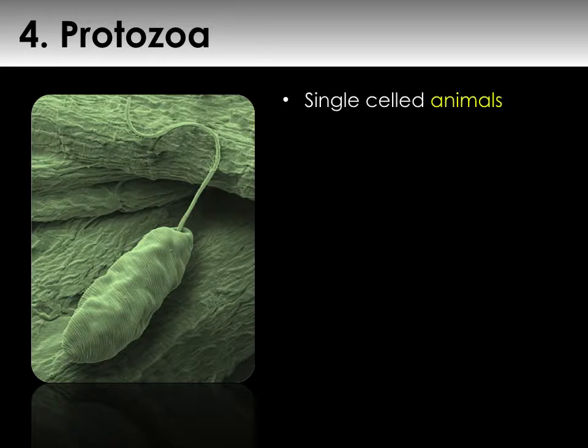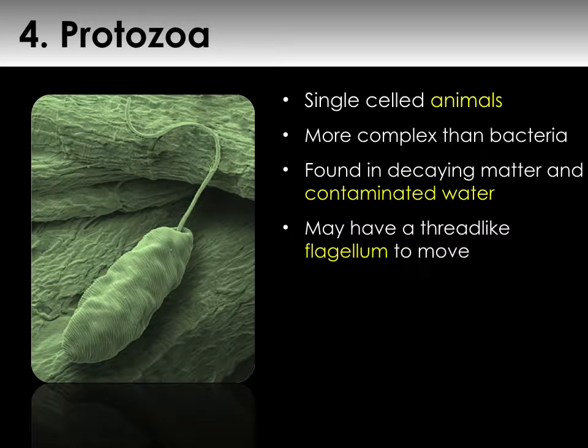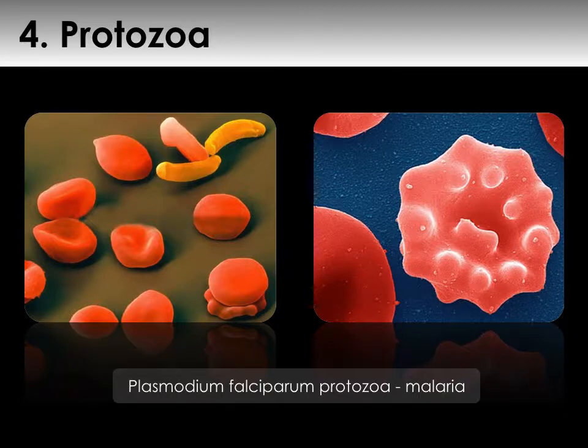The next example is protozoa. These are single-celled animals that are much more complex than bacteria. They are found in decaying matter and contaminated water. Many of them have a thread-like flagellum, that's a whip-like extension on the back, that allows them to move. Some protozoa are pathogenic. Examples include malaria, dysentery, sleeping sickness. Here is an example of the malaria parasite.